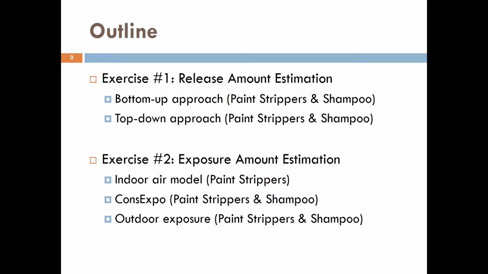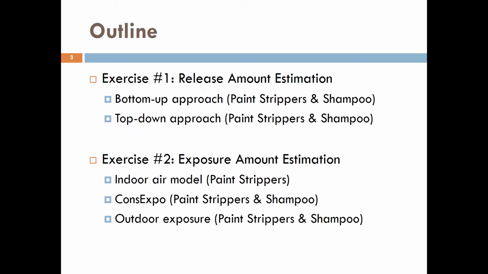And to make it a bit more interesting, we're not only going to stay with the paint strippers that we've been showing you now for quite a few examples, but also work with shampoo and look at some of the ingredients in shampoo. There are concerns with some of those. There's talk about replacement of some of these. And so we'll take a look at some of the information. So that will be the first part.